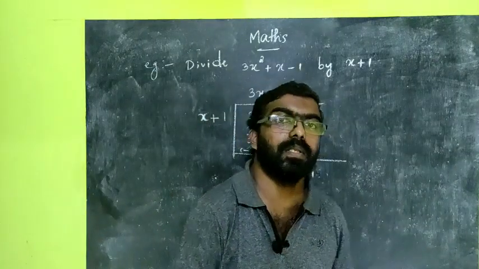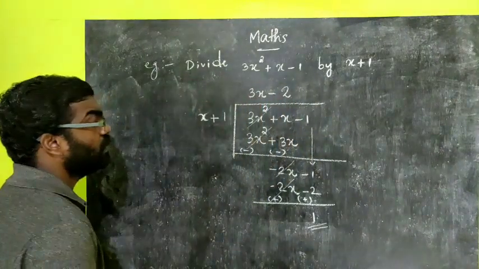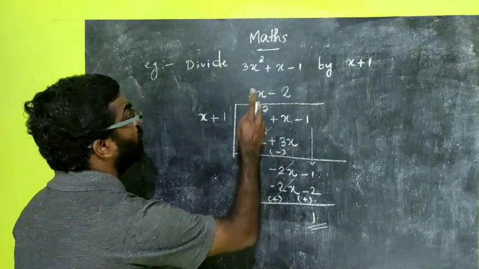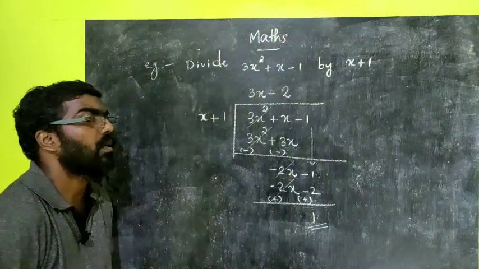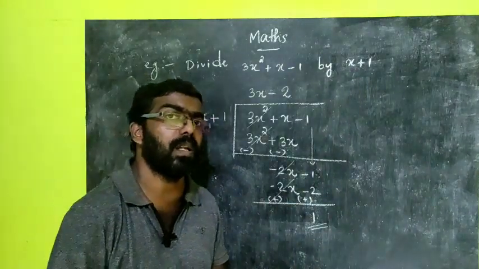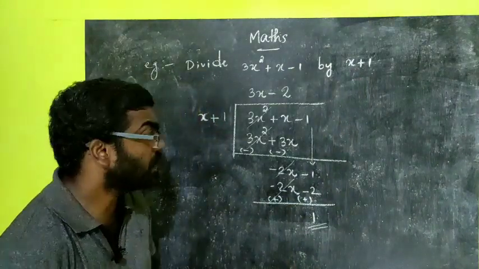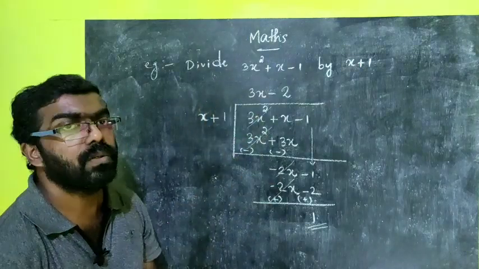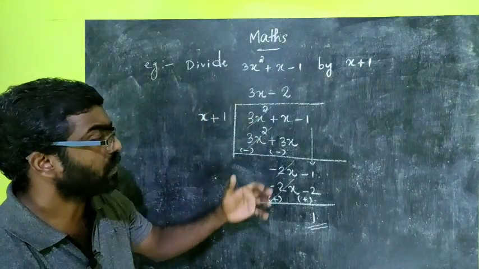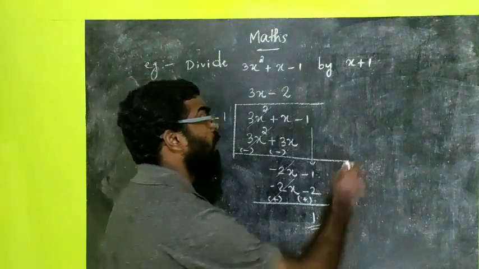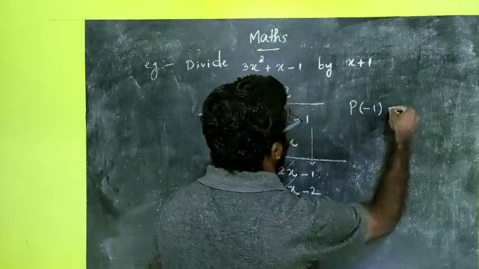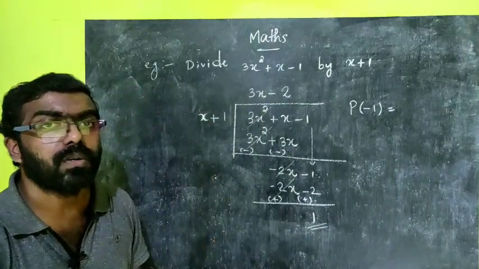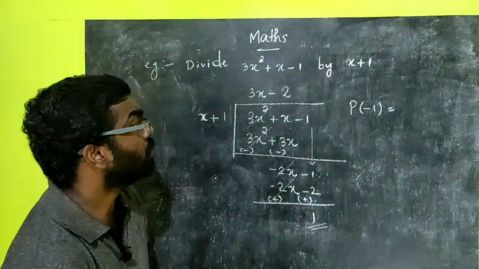Now consider the situation in which we have to find the remainder by dividing 3x square plus x minus 1 by x plus 1. We have to find the remainder only. In that situation, this is not a simple way to find the remainder. It's a long process. So let's see what happens if we find p of minus 1, the value of the polynomial at x equal to minus 1.